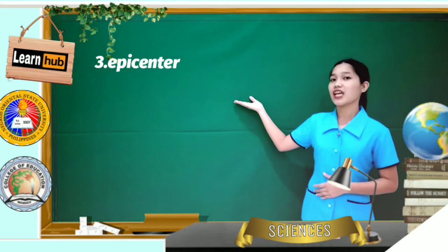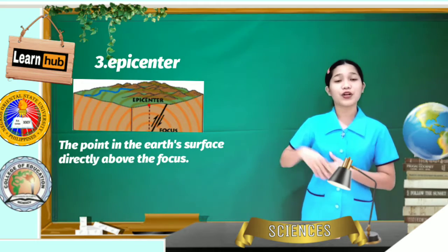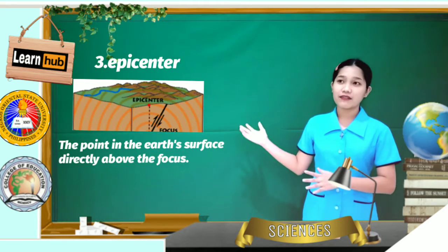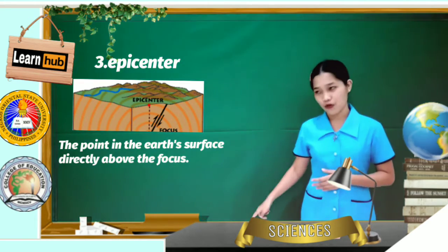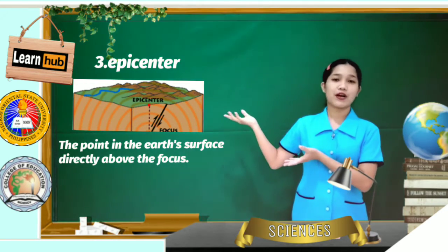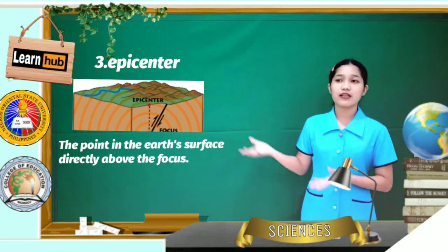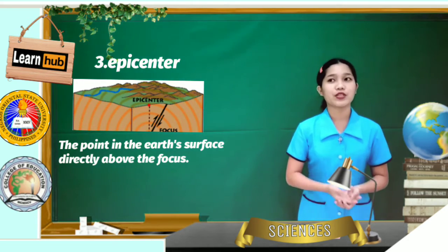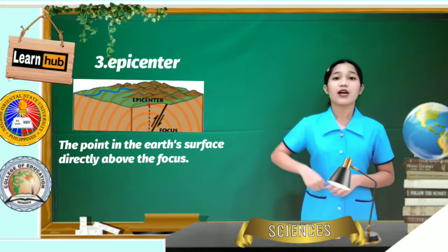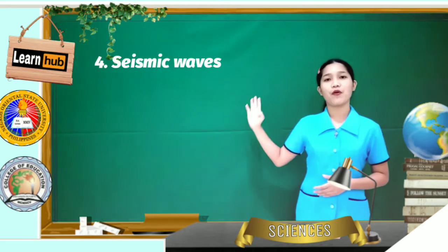So now let's proceed to the number 3. It is the epicenter. Epicenter is the point on the surface of the earth directly above the focus. I will be going to discuss later the location of the 5 parts of the earthquake. And in the epicenter during an earthquake, the strongest movement or the strongest shaking of an earthquake occurred. And let's proceed to the number 4.